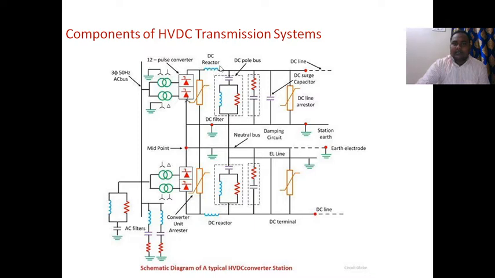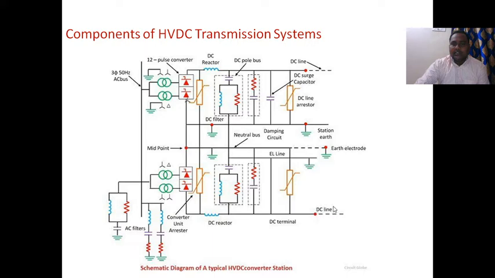DC reactors, DC pole bus, DC surge capacitor, DC line arrestor, DC line. This is a station earth damping circuit, which consists of inductive and capacitive elements, neutral bus. This is a midpoint. This is the earth electrode. Earth is for protection purpose. This is the EL line, earth line.